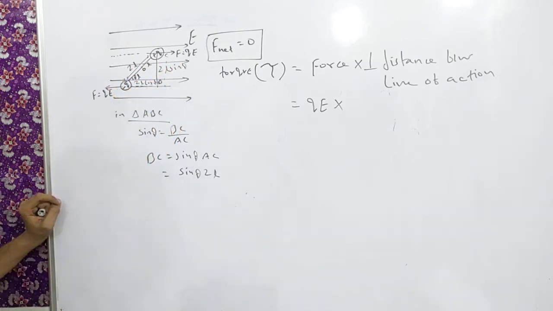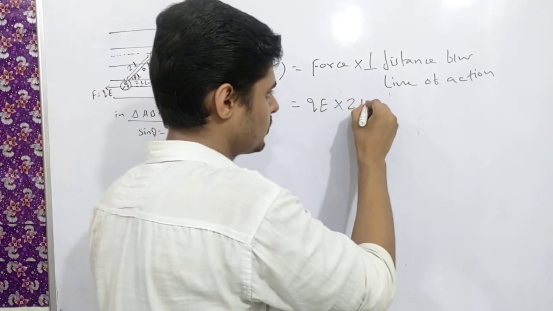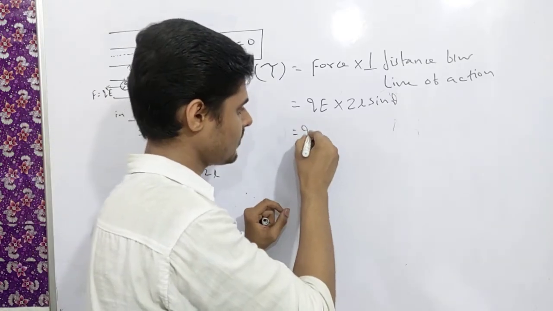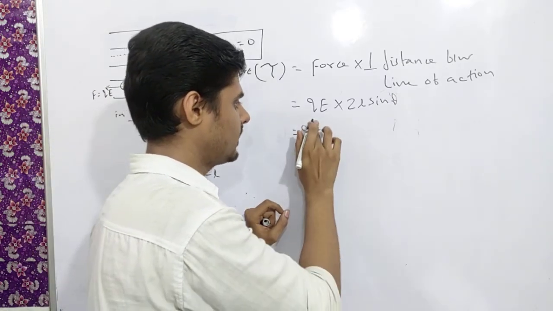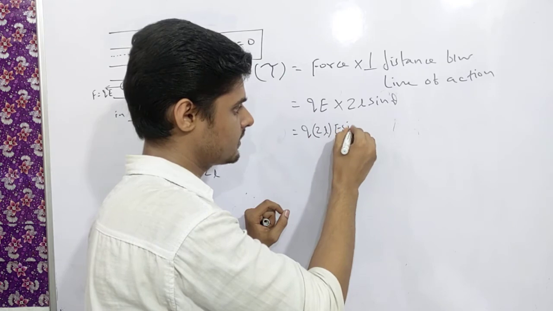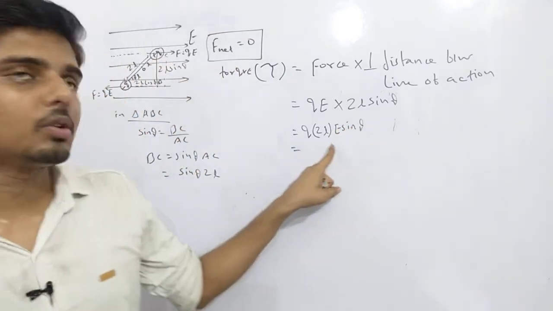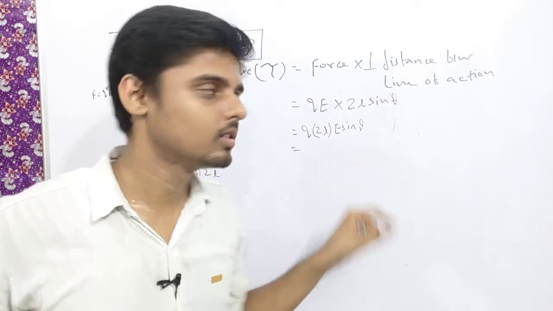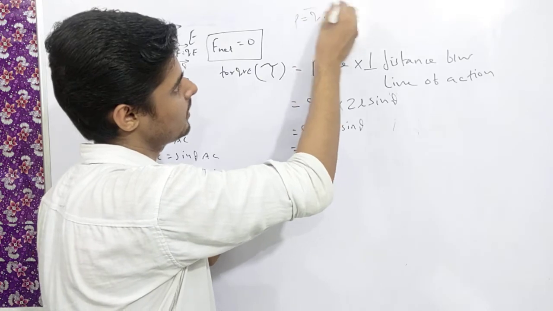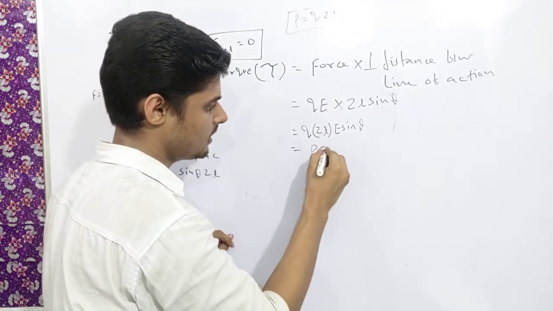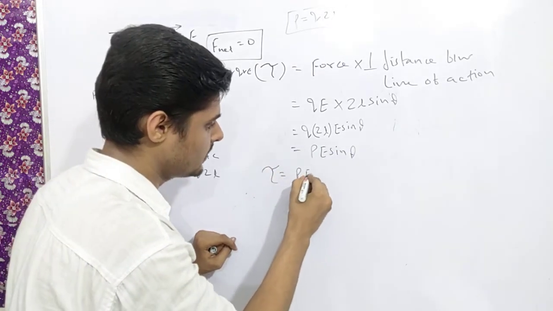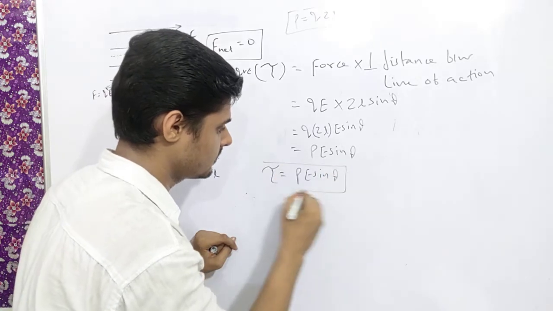So QE into 2L sin theta, and we can write it as Q into 2L into E sin theta. And we know that Q into 2L is the dipole moment. Dipole moment is equal to Q into 2L. So this is P E sin theta. So we have found that torque is equal to P E sin theta.